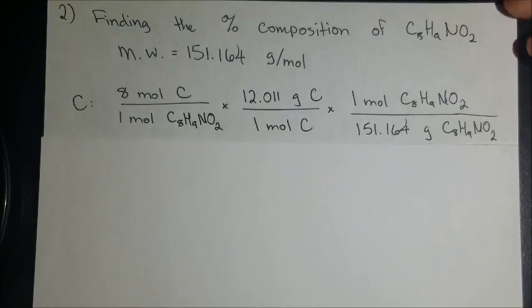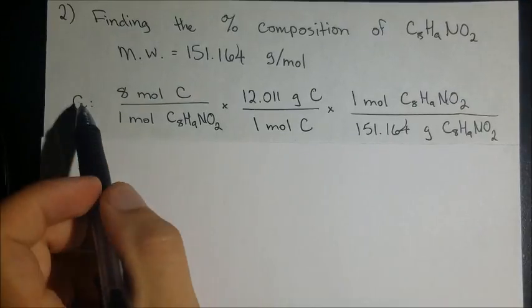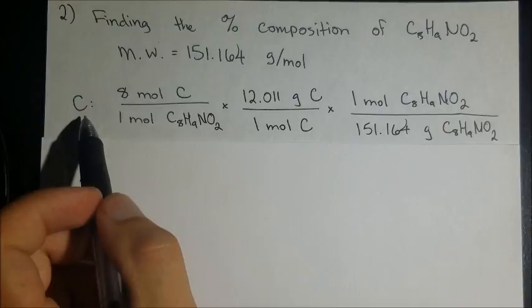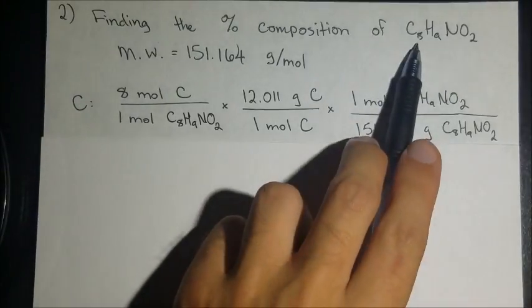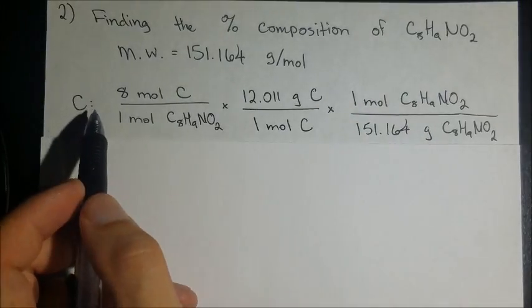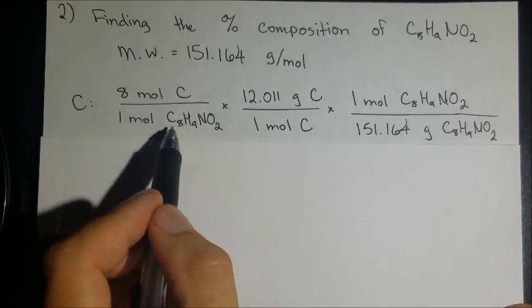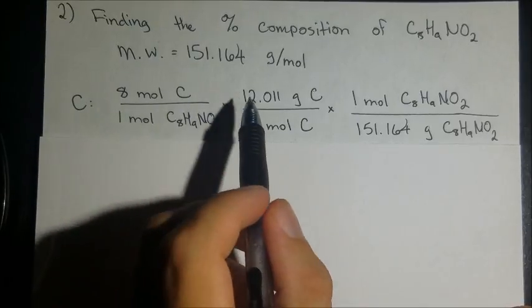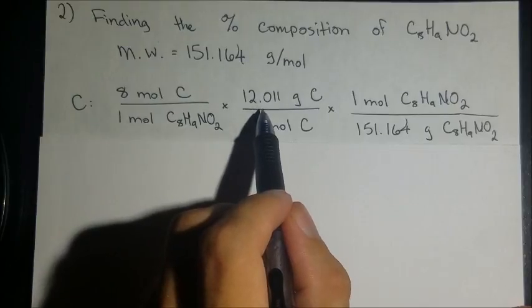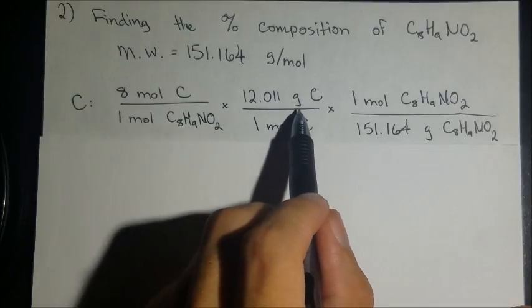So what I'm going to do here is take a look at one of the elements, and carbon seems convenient because it's the first one in the formula, so I'll just do carbon. And I know from the formula that I've got 8 moles of carbon in a mole of acetaminophen, and each mole of carbon weighs 12.011 grams.